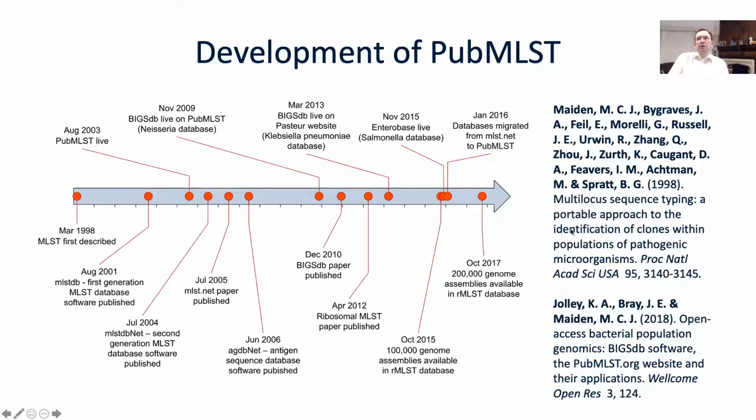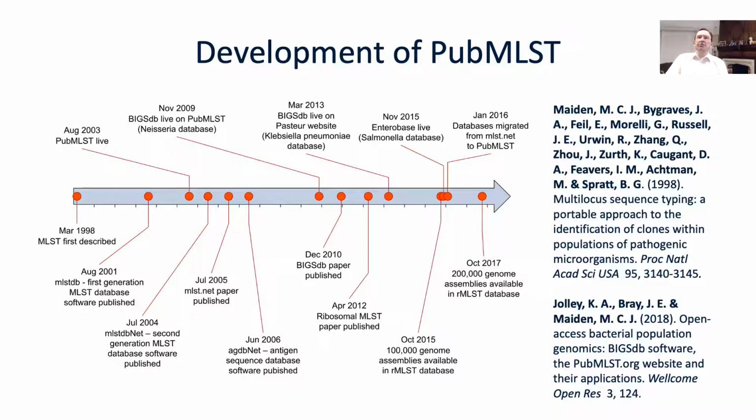We'll give you a very brief history of the PubMLST website. This has been published, so I won't go into any great detail. Obviously, this started with the development of the MLST schemes in the late 90s. MLST is famous for being a typing scheme, but it was always intended as a population genetics approach. So I like to think of it as population genomics 1.0, if you like.